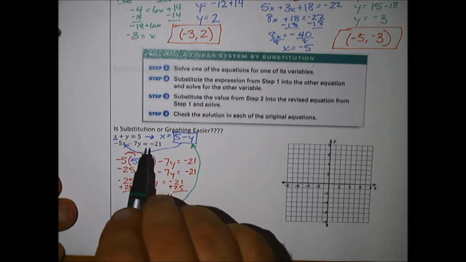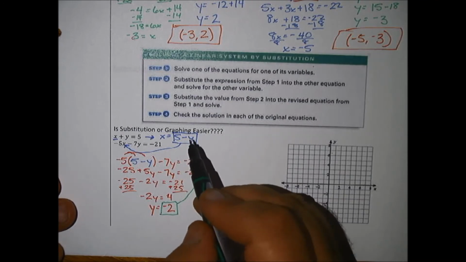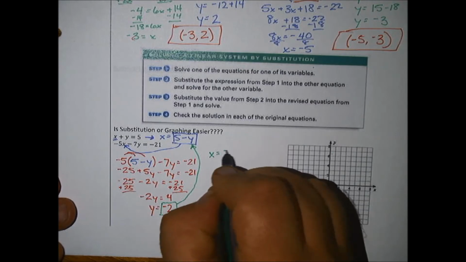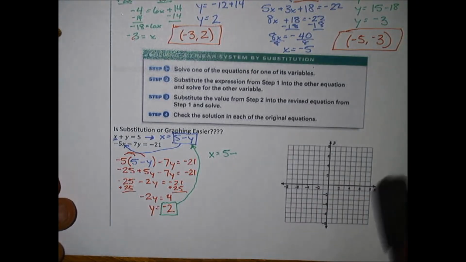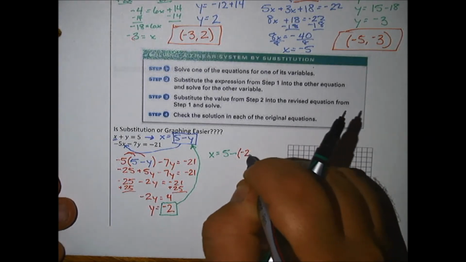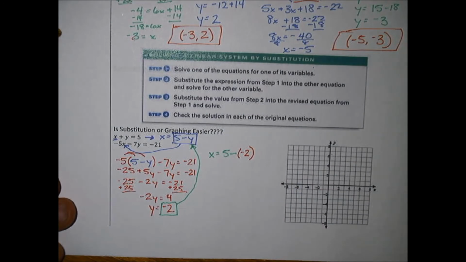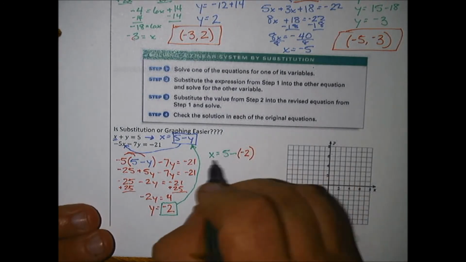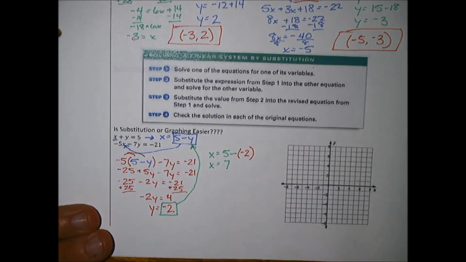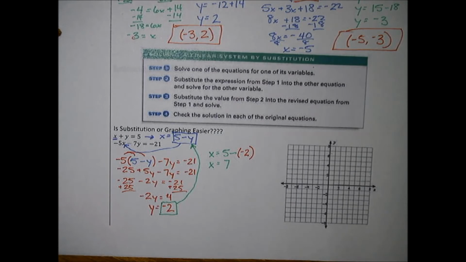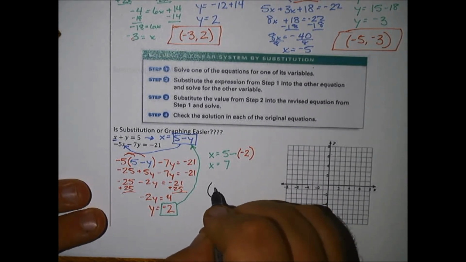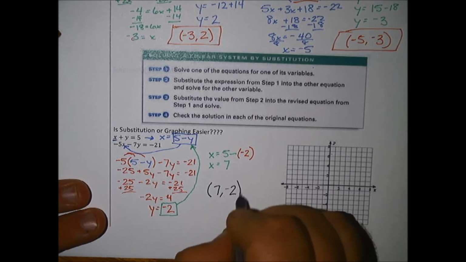You could use this one, or this one. Okay, I usually try to find the easiest, and this one's actually the easiest because it's already solved for x. So x equals 5 minus, and I will usually put that in parentheses, just because it's another negative in the problem. But when I go 5 minus negative 2, that's like saying 5 plus 2, or 7. So my answer here is going to be, what do we have here? We have 7, negative 2.